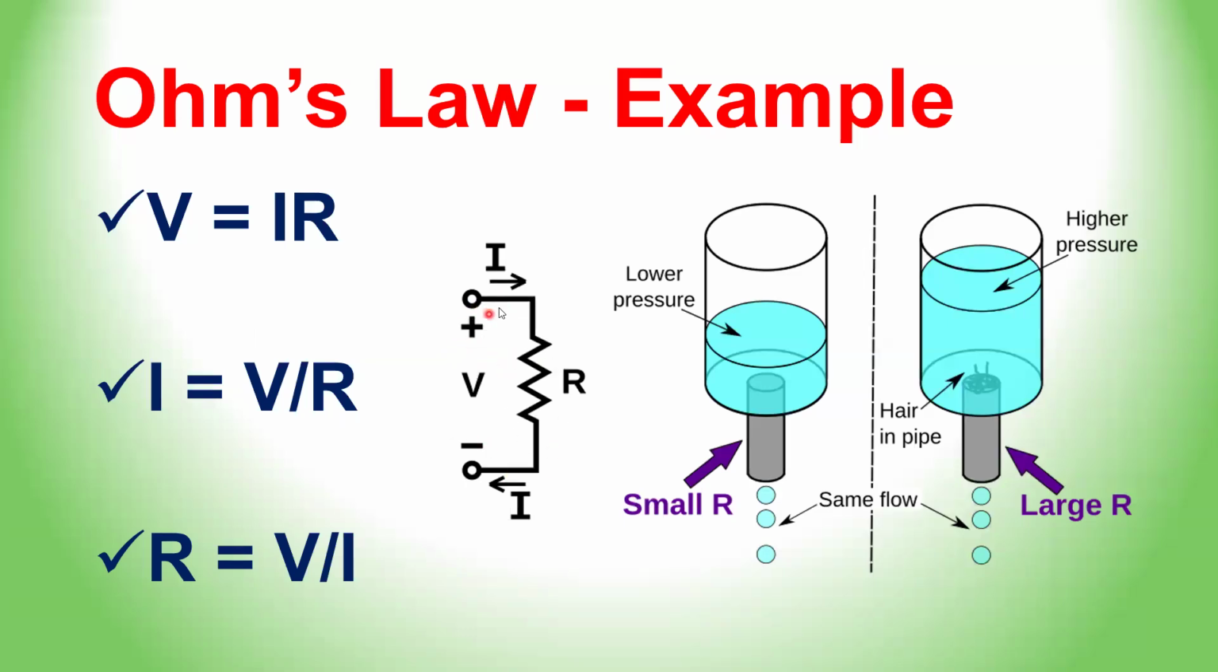So this is how the loop gets closed, and inside the loop you apply Kirchhoff's voltage law, which gives you all these equations. V is equal to I times R, I is equal to V over R, R is equal to V over I. So this is how you basically verify your voltages and currents in the circuit.